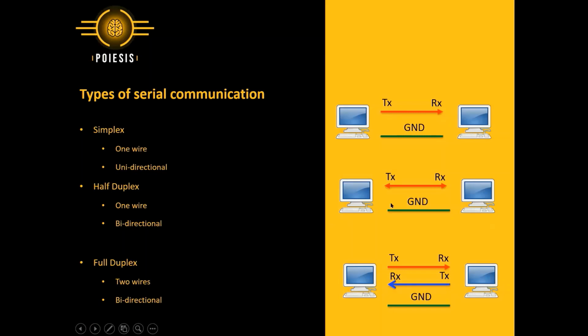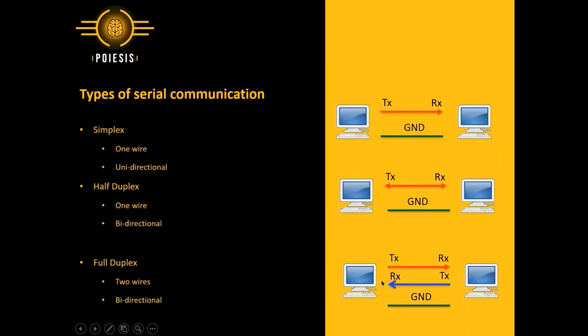In case of half duplex, only one wire is used as data wire. However, the flow of data is bidirectional, which means systems can transmit and receive, but not at the same time. They take turns. In case of full duplex serial communication, there are two data wires. Systems can simultaneously transmit and receive data. So the flow is fully bidirectional.